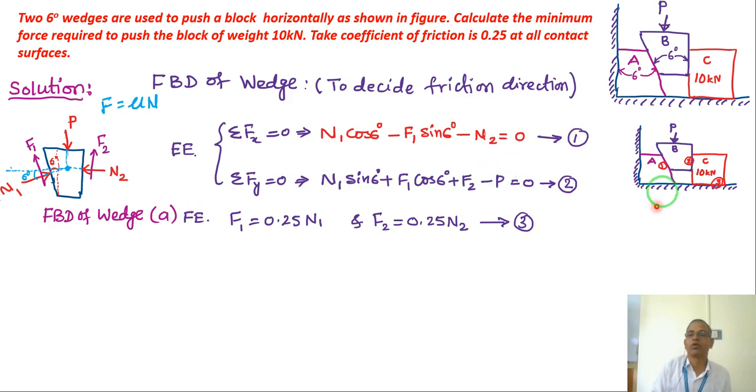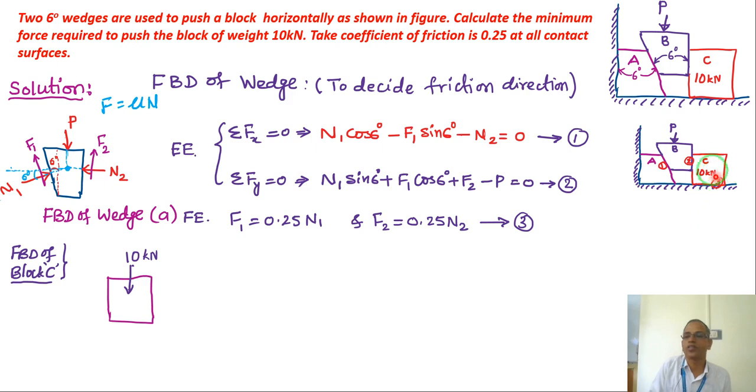So now I will go to the next block, block C. Try to draw block C, simply a rectangular box, right? Now what are the forces on this block? One is contact surface 3, and second is the weight of the block. The weight of the block is 10 kilonewton. It is exactly acting at the centroid.